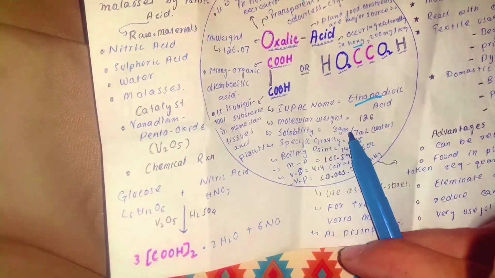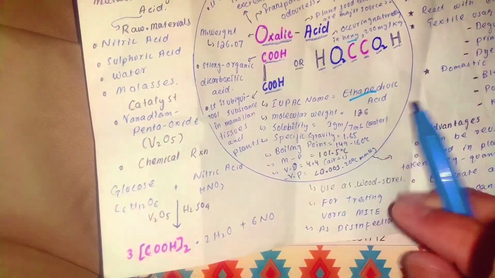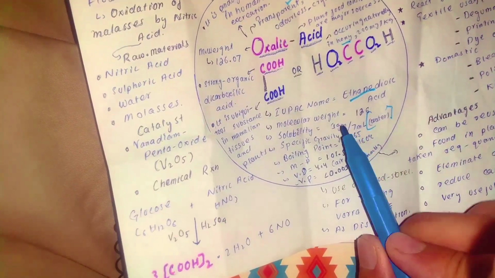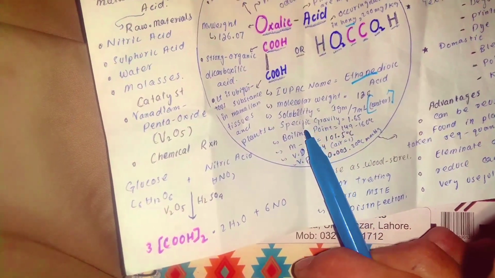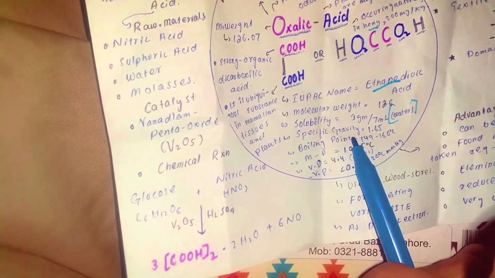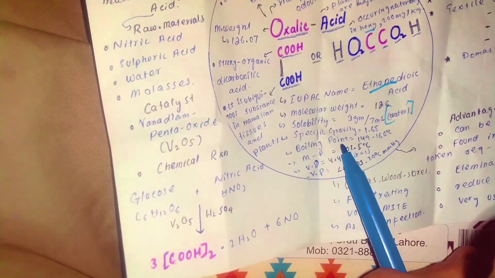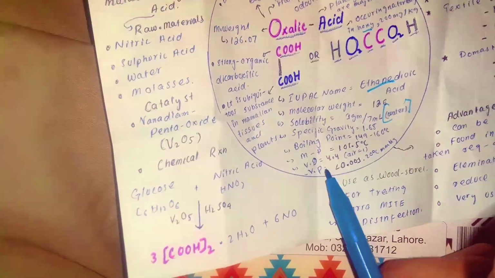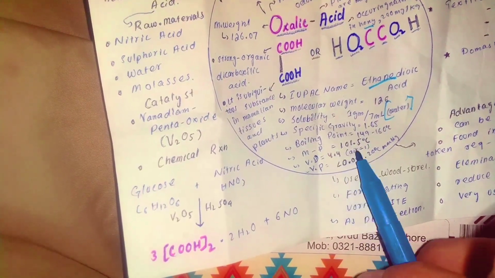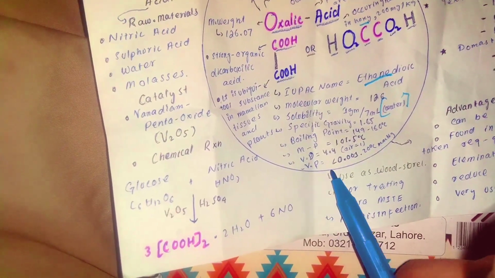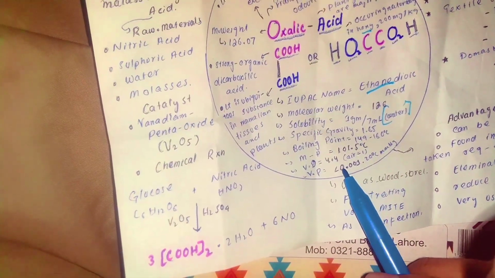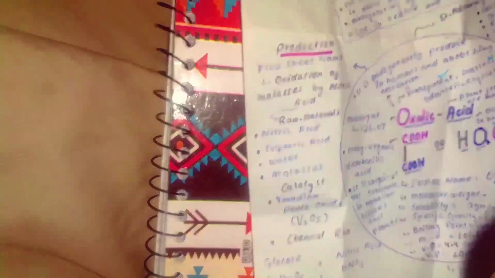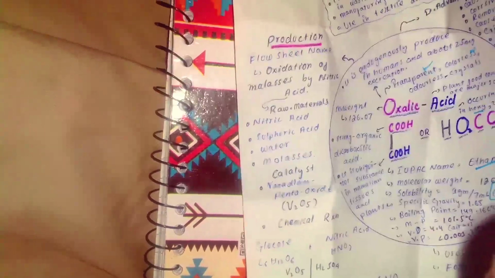You can see that it is 1 gram per 7 mole in water. In water, if we study the solubility, it is in this concentration. When we talk about the specific gravity, it is 1.65, and the boiling point and melting point are also mentioned here. The vapor pressure in air is less than 0.001.